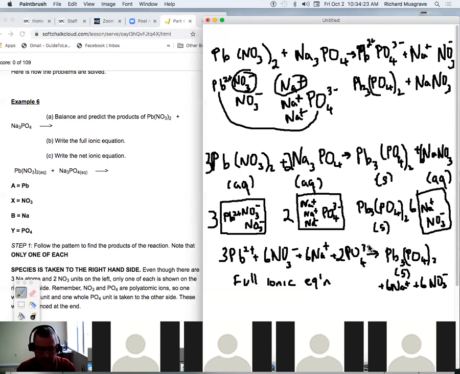Now, the full ionic equation, you can see that it's got things that are the same on each side. So we've got the 6 nitrates, that's the same. 6 Na pluses, that's the same. These are called spectator ions. They're called spectators because it appears that they don't interact or change during the reaction. As such, we can get rid of them and write what's called a net ionic equation. Just like in a regular algebraic equation, we can remove like terms from each side and we are left with the net.